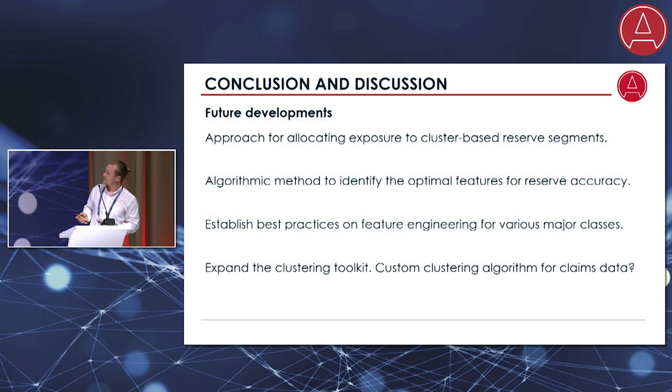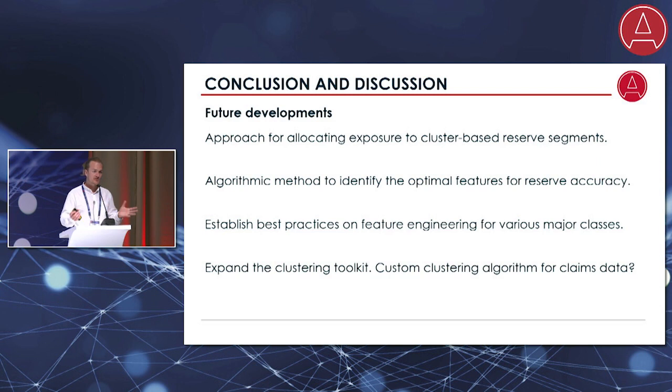And then, future developments: where does this framework still need improvement? One of the next key things for me is to work on a process of allocating exposure back to these clustered segments. This is taking the claim segments and applying the original policies back to them. That allows us to use methods such as the BF or the Cape Cod.